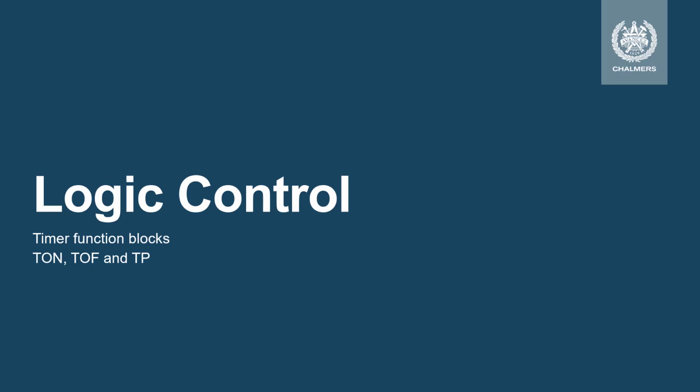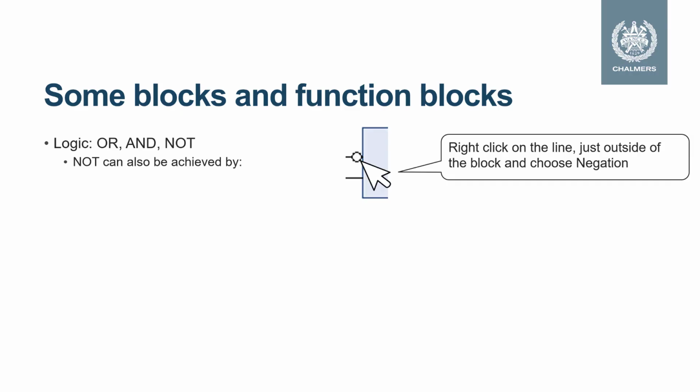In this film, I will investigate the timer function blocks T-on, T-off, and TP. In the previous film, I introduced the logic blocks AND, OR, NOT, XOR, and also showed how to achieve a NOT without the block. I also showed the set reset latches, RS and SR. Now I will look at the timer blocks T-on, T-off, and TP.